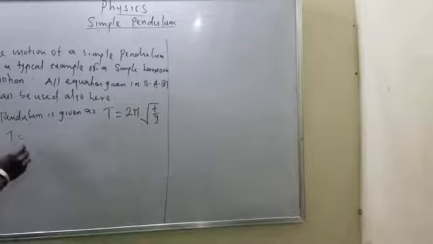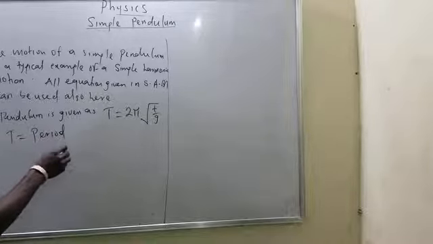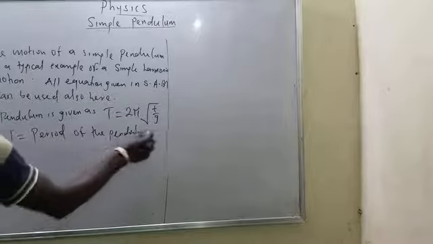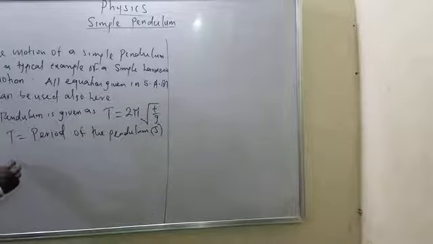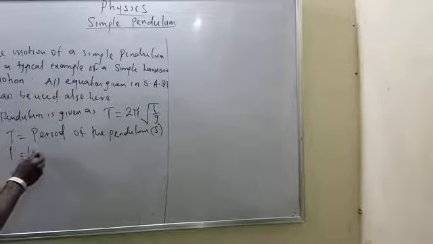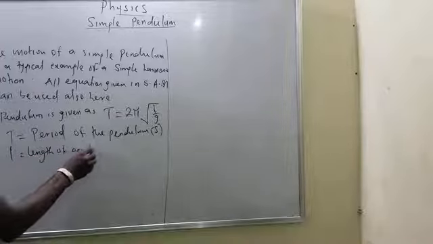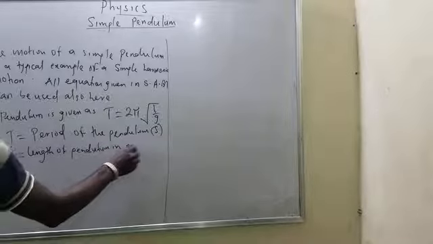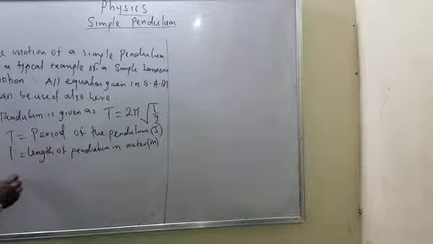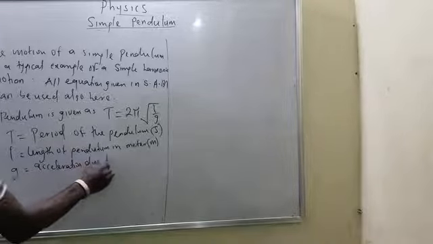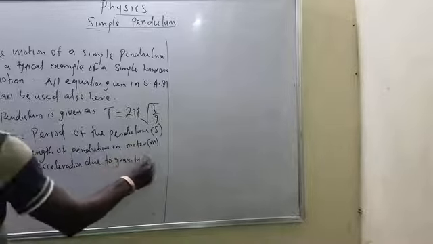My T is called the period, the period of the pendulum, which I've told you is always in seconds. My L is the length of the pendulum, in meters. And the other one, g, is the acceleration due to gravity, which is always in meters per second squared.